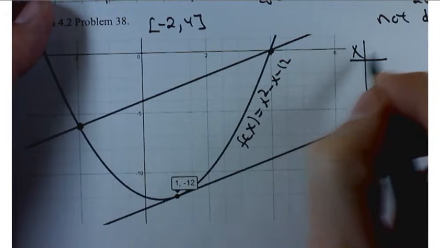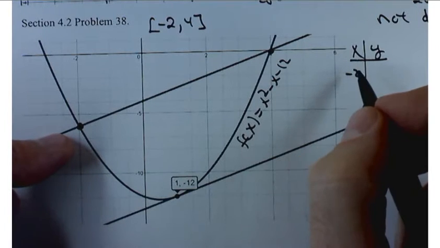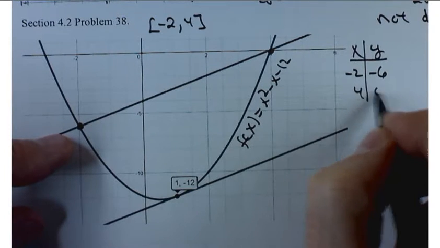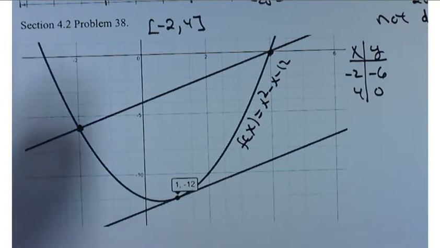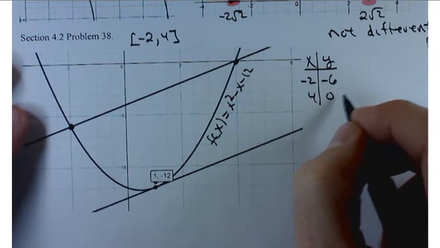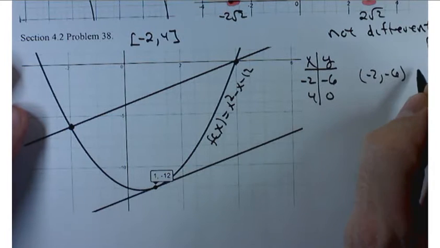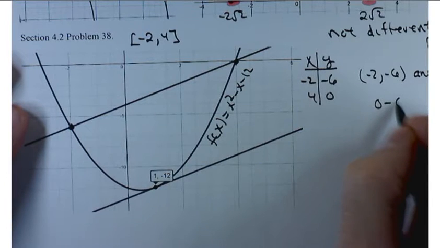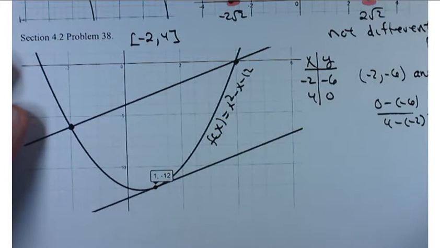X and y. At -2, the function has a value of -6. At 4, the function has a value of 0. So how is it changing on average? That's going to be the slope of a line between these 2 points, right? Between (-2, -6) and (4, 0). So 0 minus -6 over 4 minus -2. So I'm getting a slope of 1.